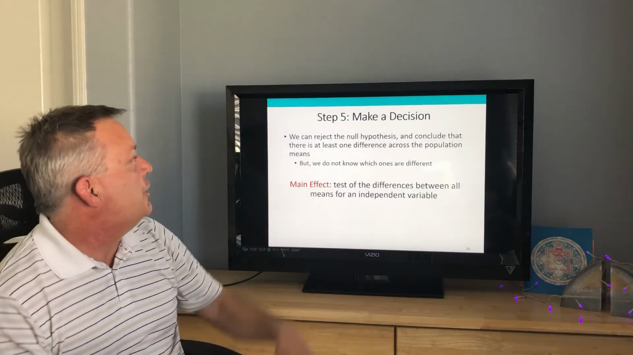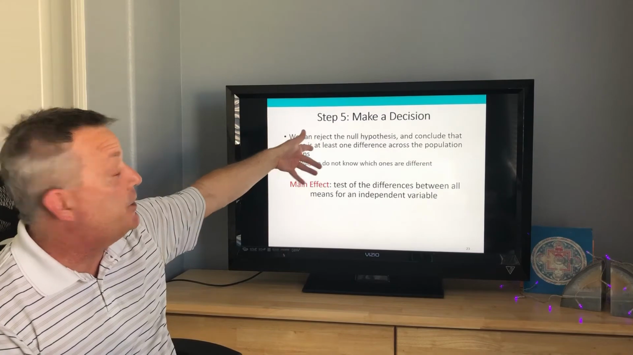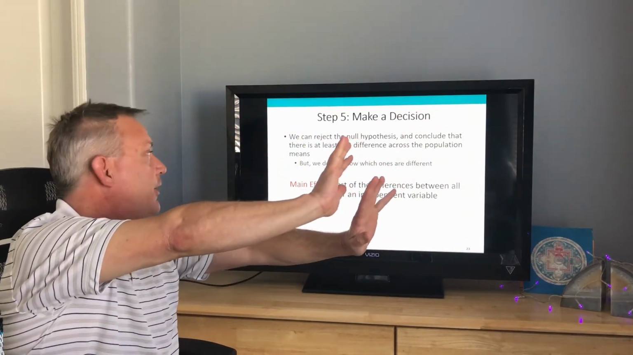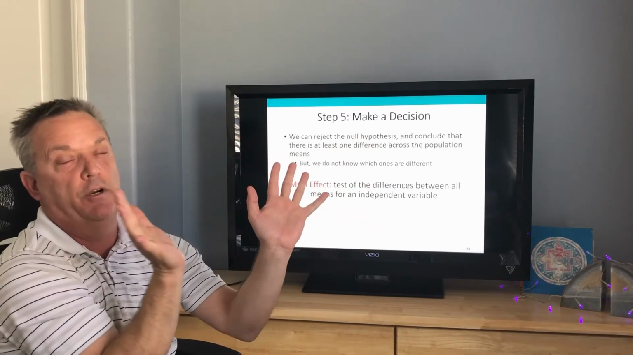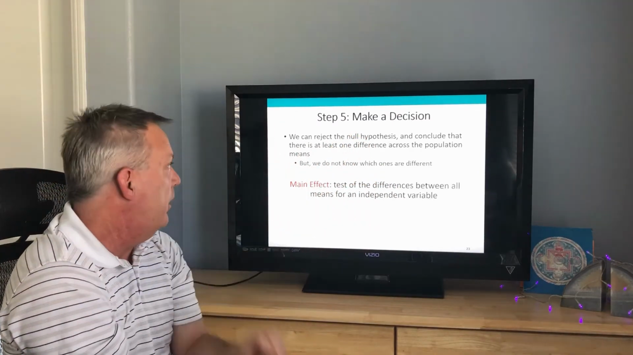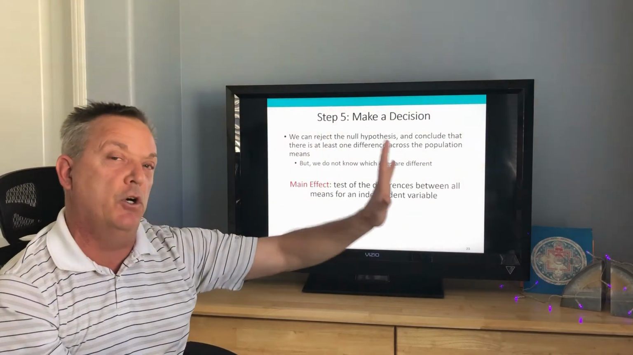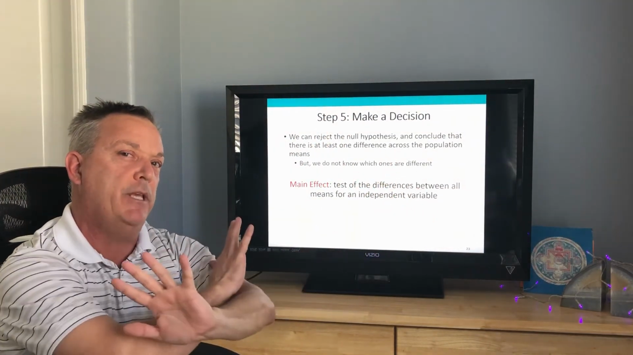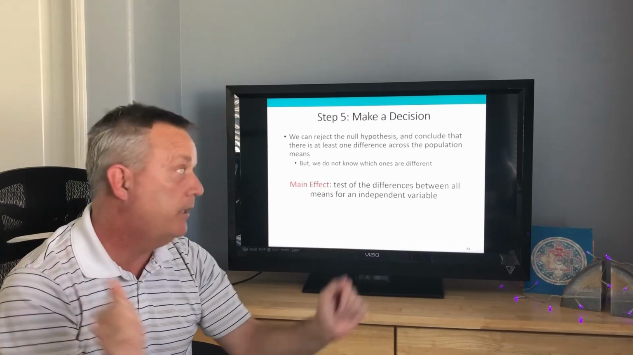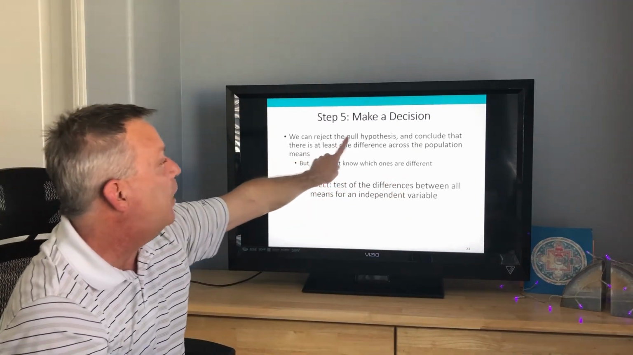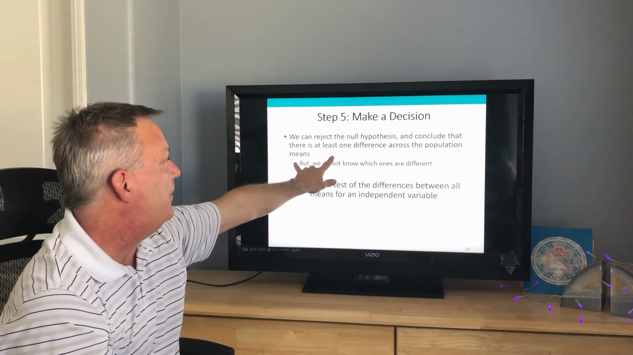Then you want to make a decision, and in this case you want to reject the null hypothesis. That 45.07 or whatever it was is way beyond our F critical value of 3.11. So we're going to reject the null hypothesis. It makes our default action look extremely ridiculous, right? Reject it and conclude that there is at least one difference across the population means.